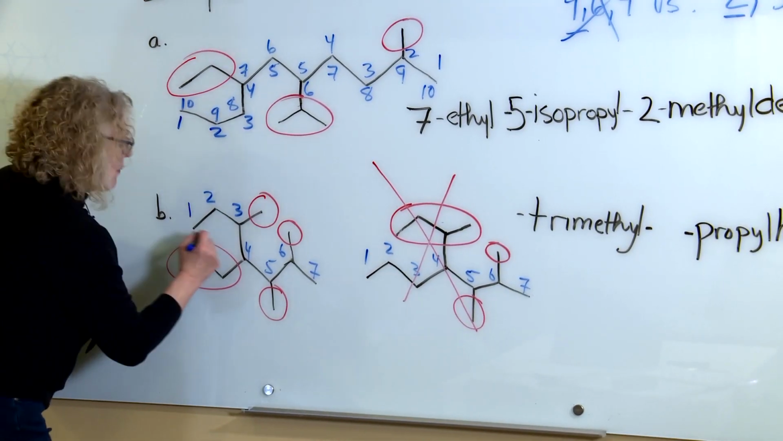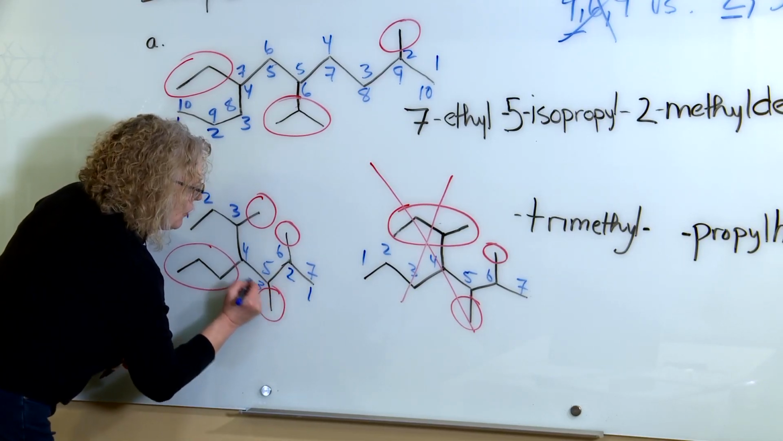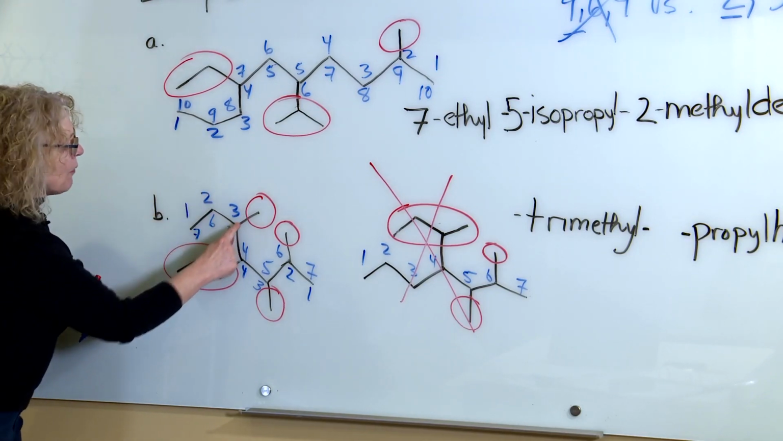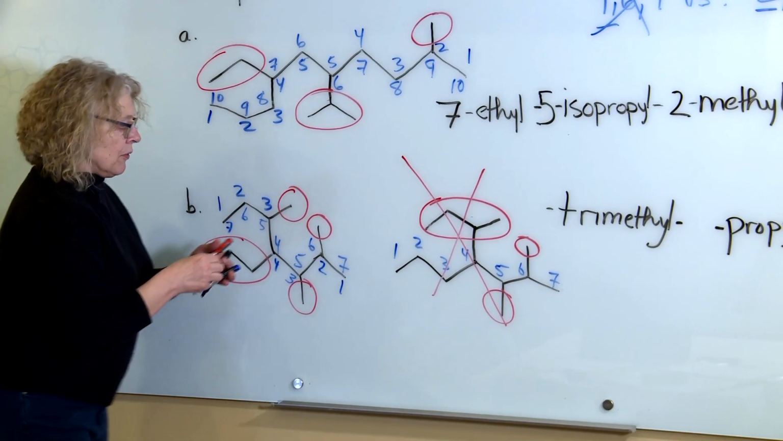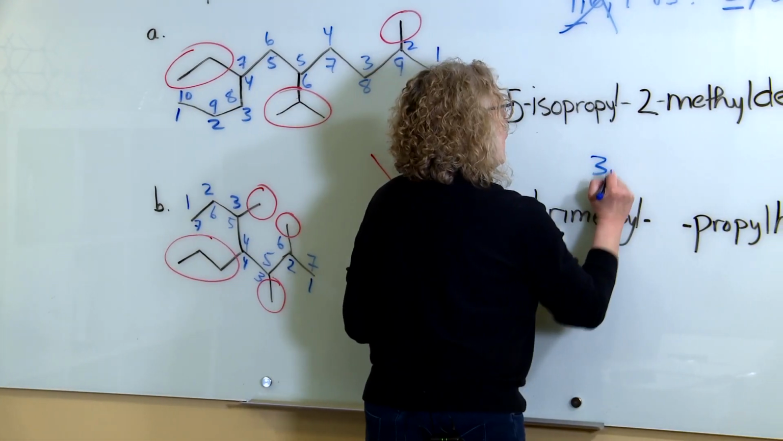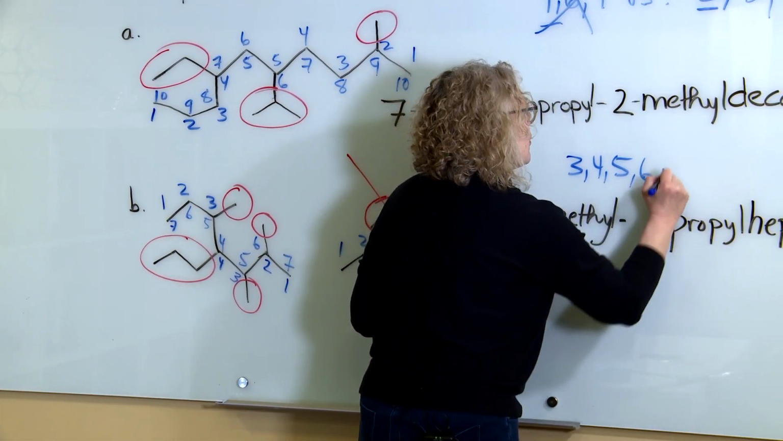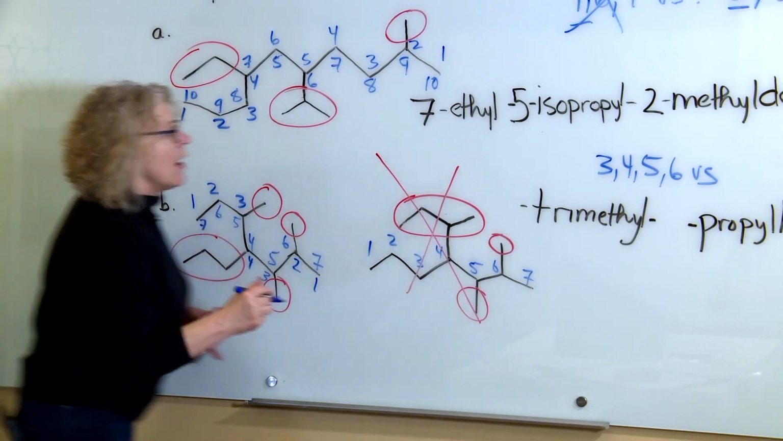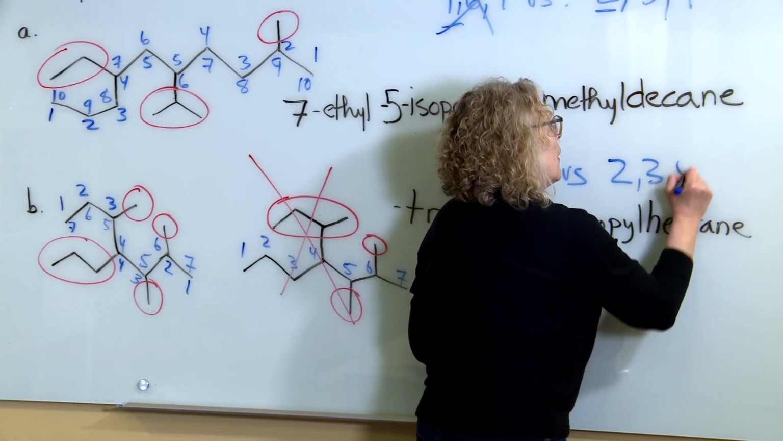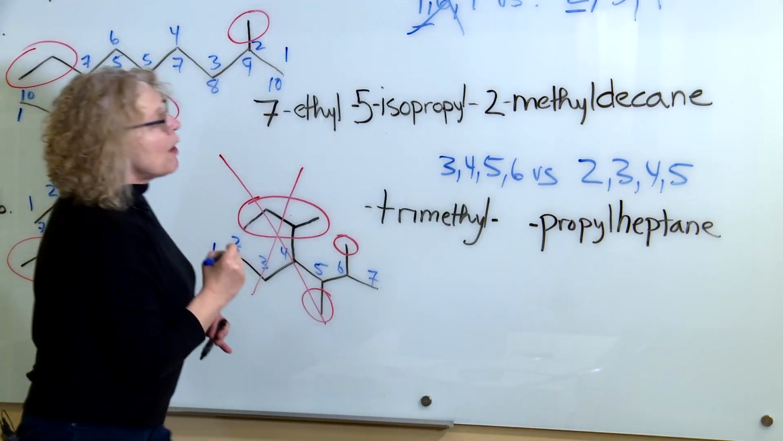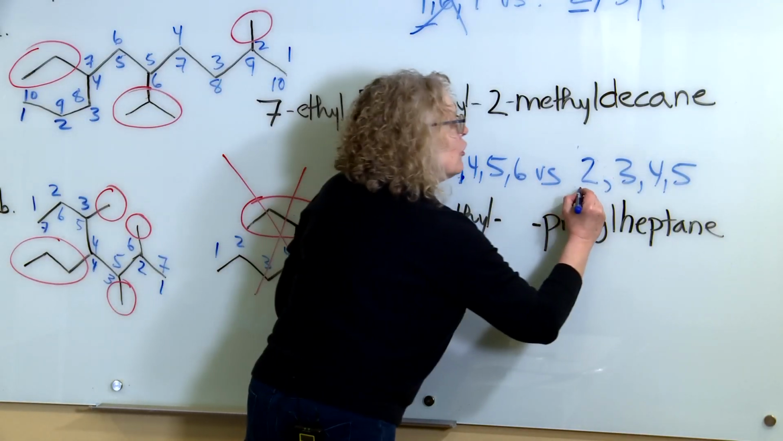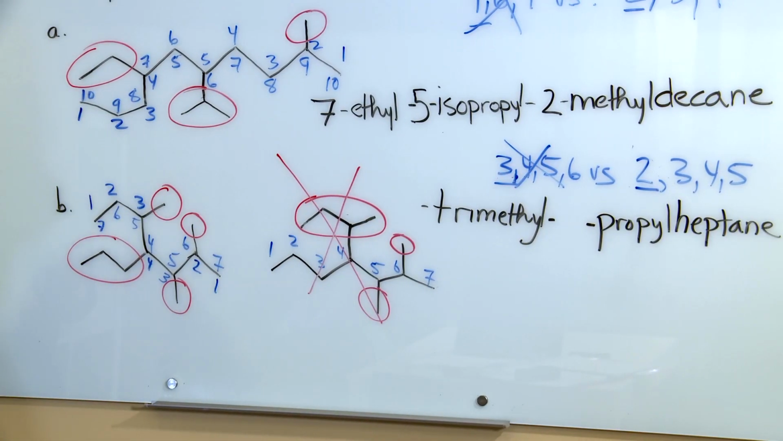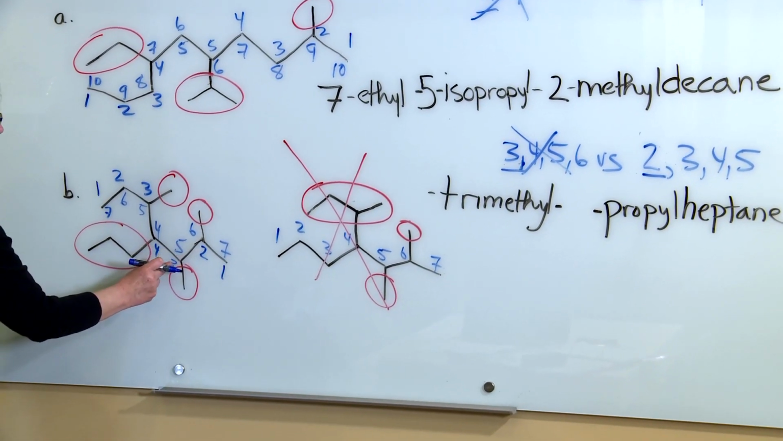In this case, I do recommend we go in the opposite direction too and compare the 2 numbering schemes. So the top numbering scheme, we have 3, 4, 5, 6, versus 2, 3, 4, 5. So at the first number, we already have a point of difference. 2 beats 3. So the correct numbering scheme is 2, 3, 4, 5. So the methyls are at 2, 3, 5.